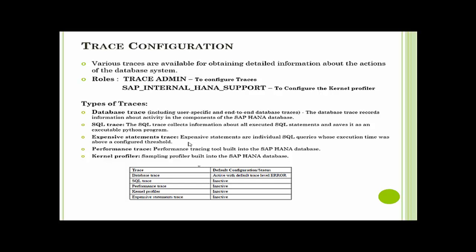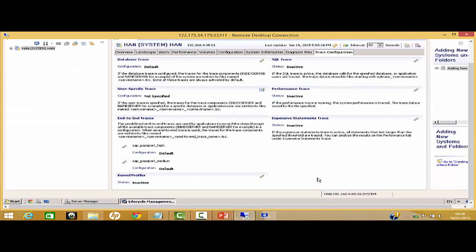And now coming to performance trace. Performance trace is built into SAP HANA database. Performance trace records performance indicators for individual query processing steps in the database kernel. So it is inactive by default.